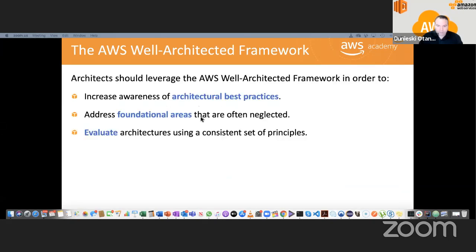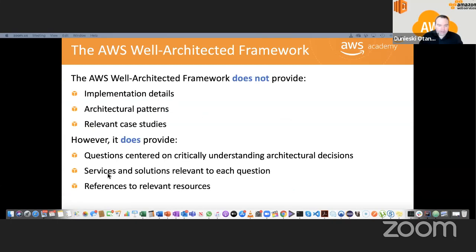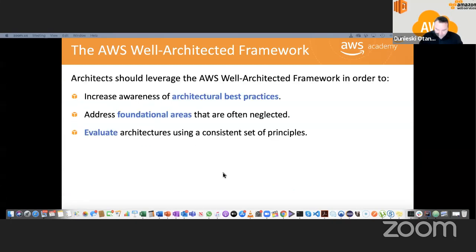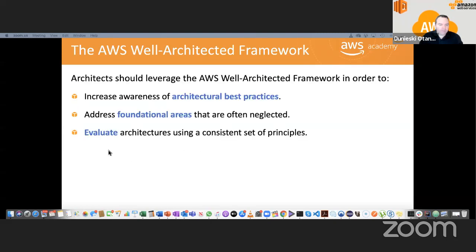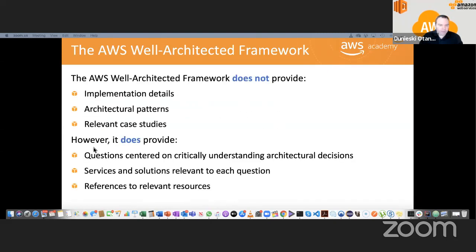It also provides you with services and solutions relevant to each question. Whenever you have a question about a particular architectural feature, the well-architected framework will give you a recommendation of the services that you need for that, and also the solutions that you can implement to respond to that question. And it also gives you references to relevant resources. It will tell you where the resources are. It doesn't provide the first three, but it does provide these other three.